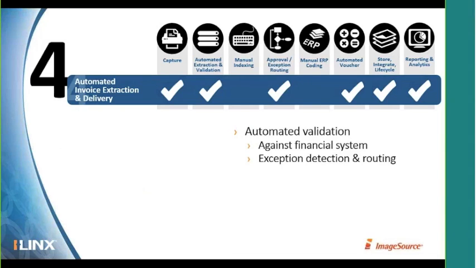Automated validation can detect errors like duplicate invoices, invalid supplier or site, invalid PO, and other issues. And it uses information from your financial system of record to perform this validation in real time. Invoices that fail validation are routed immediately to the appropriate AP specialist based on the type of exception that was found.